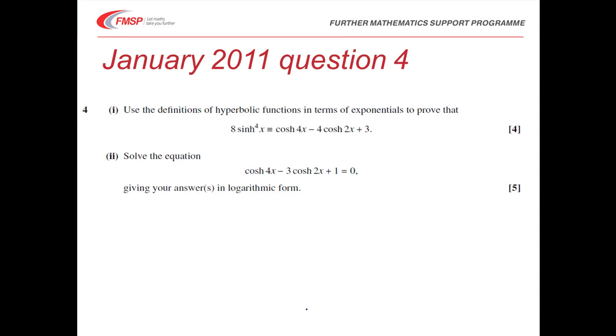And the last question that we're going to look at from January 2011. So part 1, using the definitions of hyperbolic functions in terms of exponentials to prove that 8 sinh to the power of 4 x is equivalent to cosh 4x minus 4 cosh 2x plus 3. And then in part 2, solve the equation cosh 4x minus 3 cosh 2x plus 1 equals 0, giving your answer in logarithmic form. So in part 2, we're going to do it by using the answer to part 1.